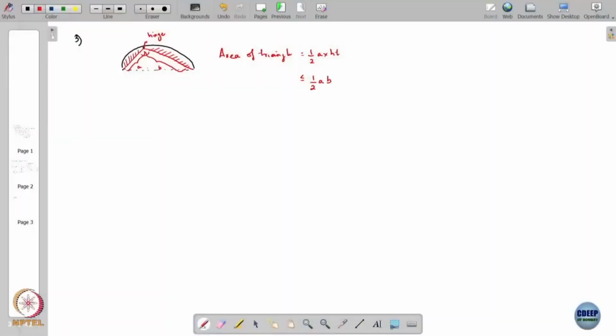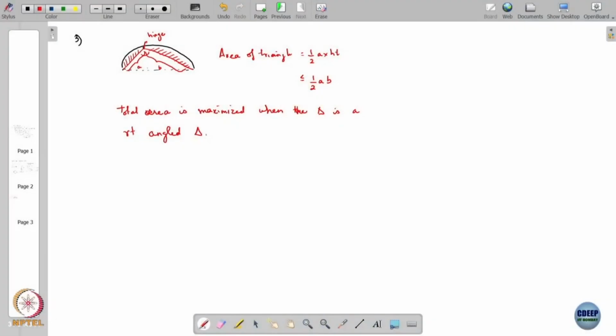And so, this is why it is at most half A into B, correct. So, the shaded areas do not change, and the triangle area is maximized once it is a right angle triangle, right. So, the total area is maximized when this is a right angle triangle, right. Now, here is the interesting thing.